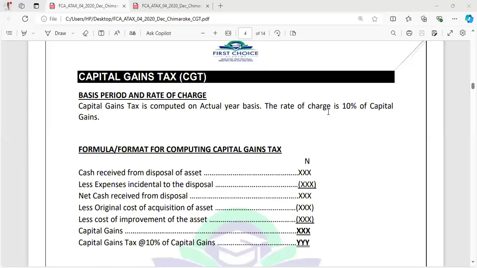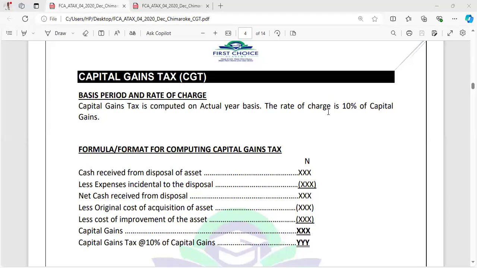Now, let's say you sold the asset for 10 million naira, and you spent 1 million in order to get these things ready for disposal. That 1 million you will deduct from 10 million, you will get 9 million as your net cash received from disposal. It's just like your net sales, but this is net cash received from disposal.